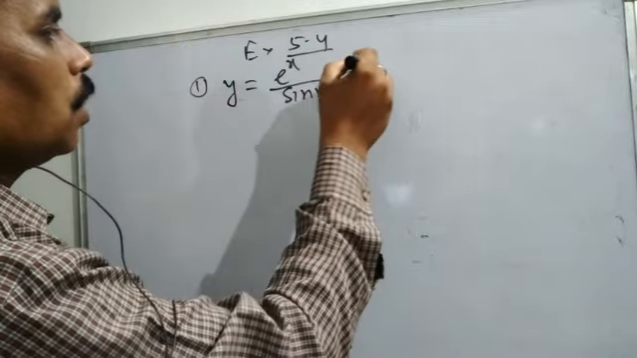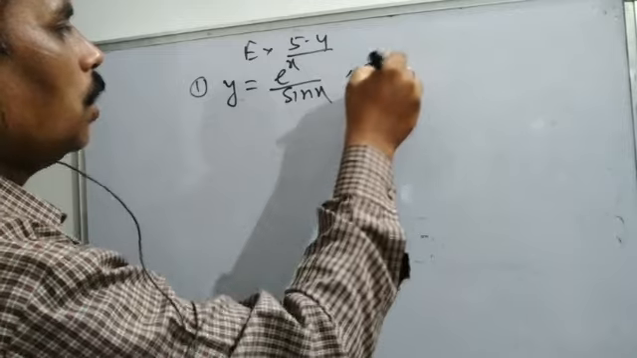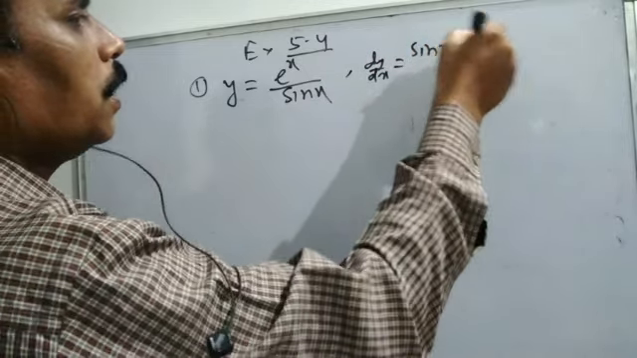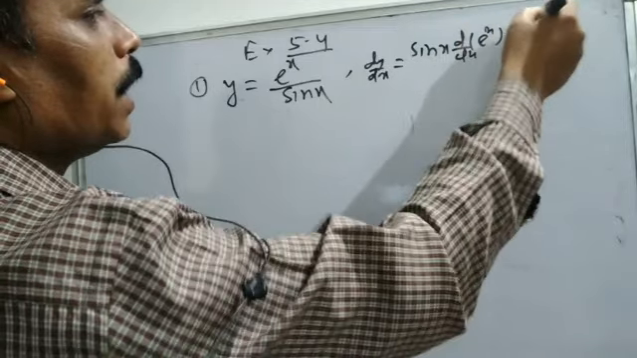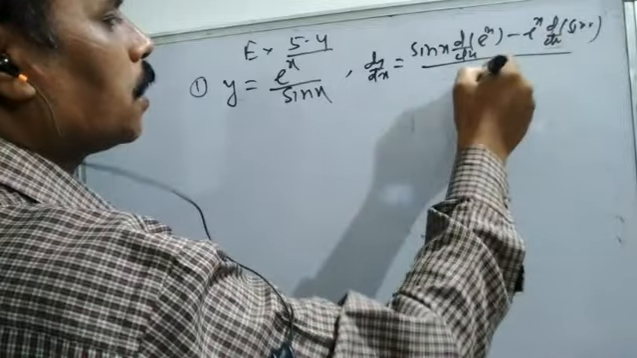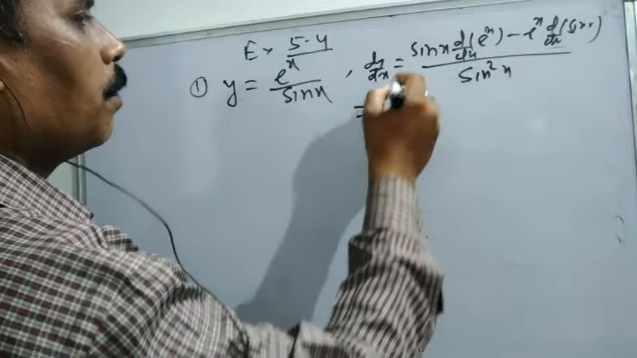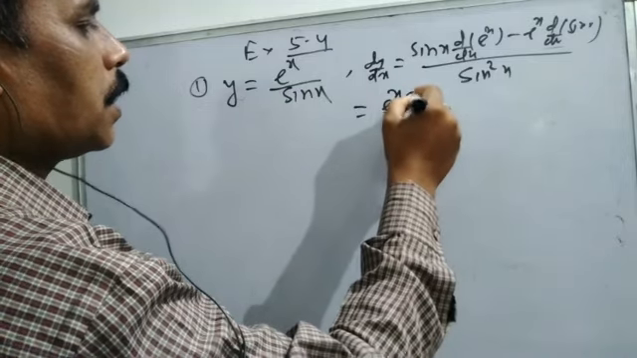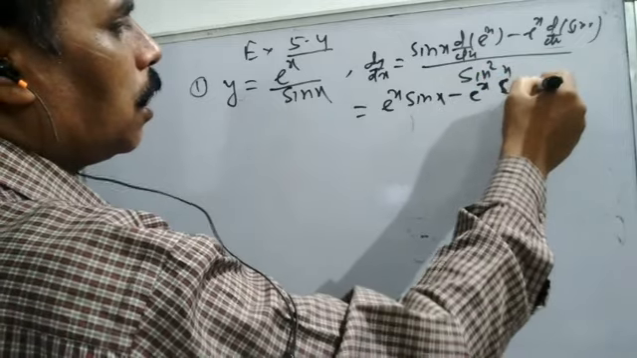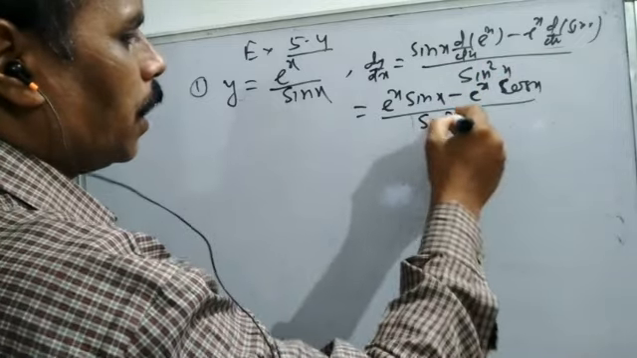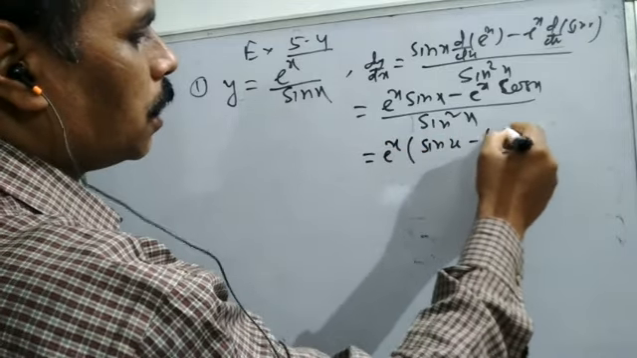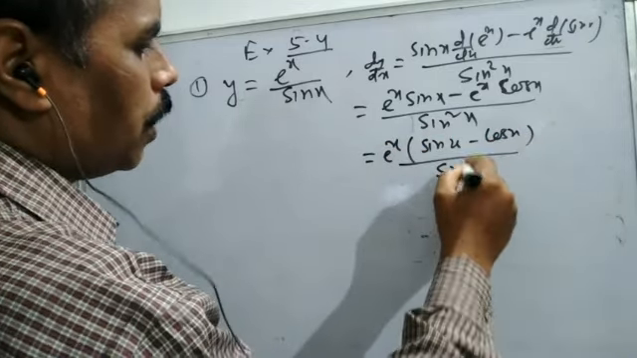So dy by dx is equal to sin x constant, derivative of e to the power x, minus e to the power x constant, derivative of sin x, then sin square x. It will be e to the power x derivative e to the power x, sin x constant, then e to the power x sin x derivative, it will be cos x by sin square x. Solve it, e to the power x take common, so sin x minus cos x by sin square x.